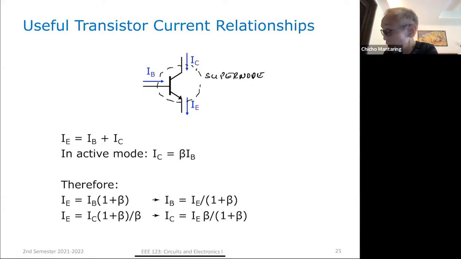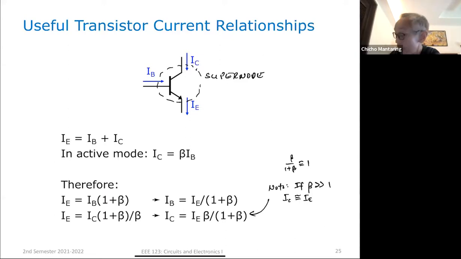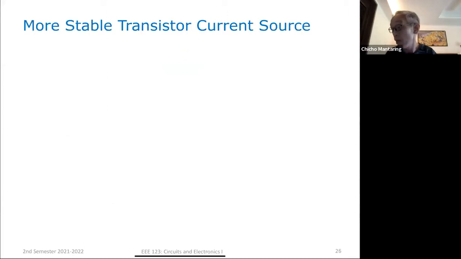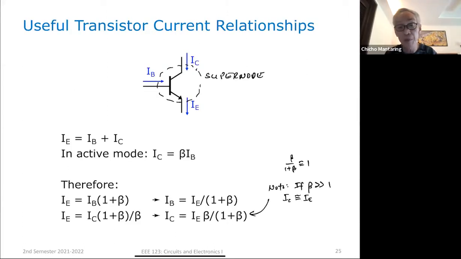Okay? And then if you take a look at this, note, if beta is very much greater than 1, so kung malaki-malaki yung beta, IC is approximately equal to IE. Because if beta is very much greater than 1, then beta over 1 plus beta is approximately equal to 1. And IC will approximately be equal to IE. Okay, these relationships are going to be quite useful to you.